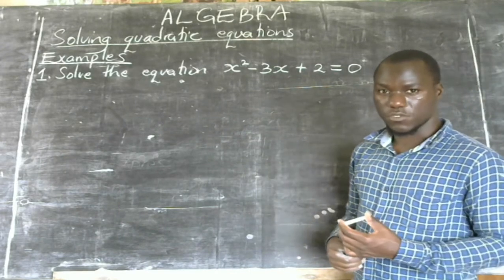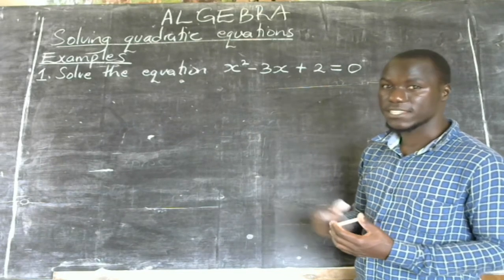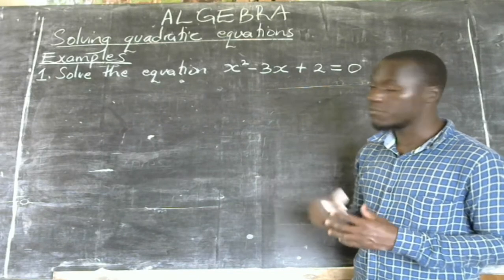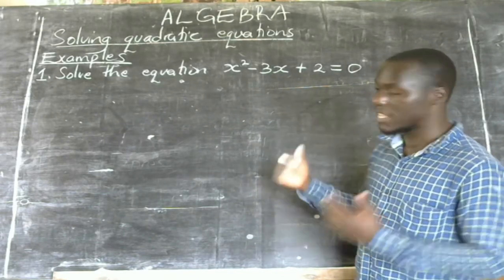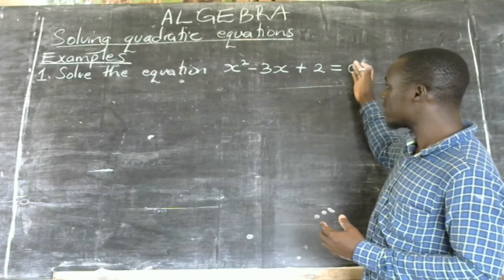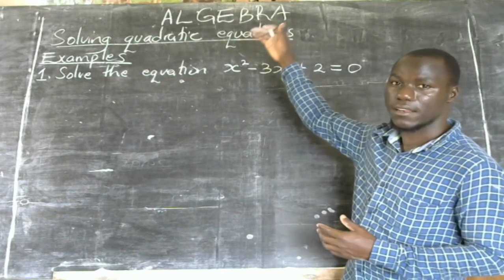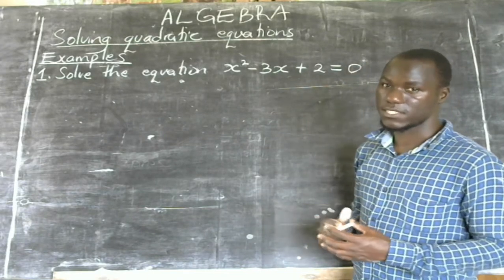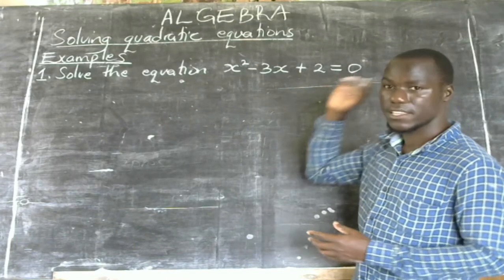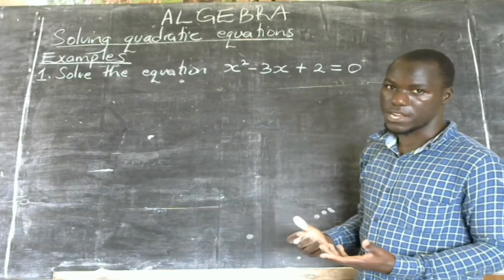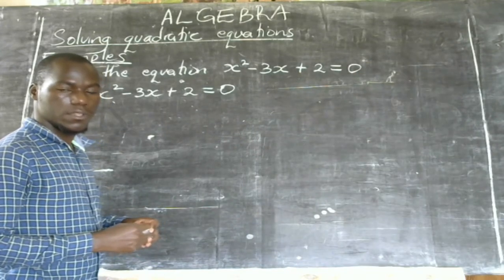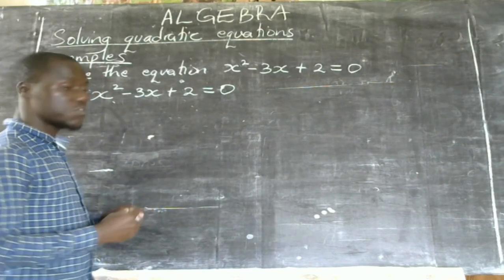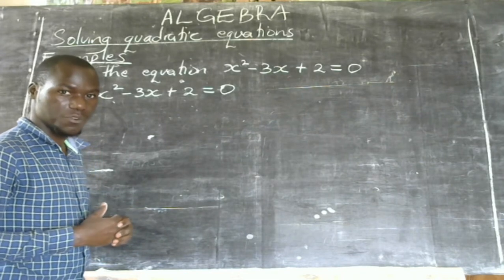Another thing when solving quadratic equations, make sure that the right hand side is always 0. If it is not 0, first make it 0. That is, take whatever is on the right hand side to the left hand side, such that you remain with only 0 on the right hand side. That's how you can easily identify the sum and the product. So in our equation, we need to identify the sum and the product.